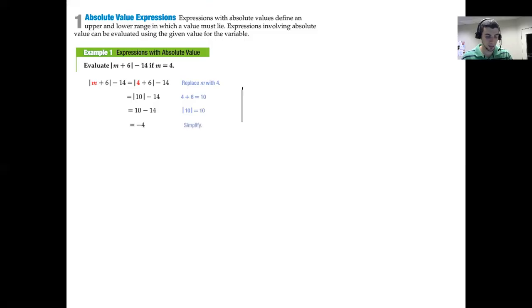And remember, if you're doing 10 minus 14 and you do my keep change trick, you keep the sign on the 10, change it to addition, change the sign on the second number. Now you can see you're adding numbers with opposite signs. You subtract them. 14 minus 10 is 4. Keep the sign of the larger number, which is negative.